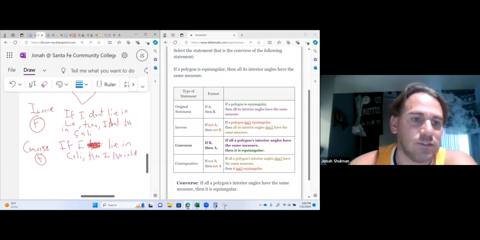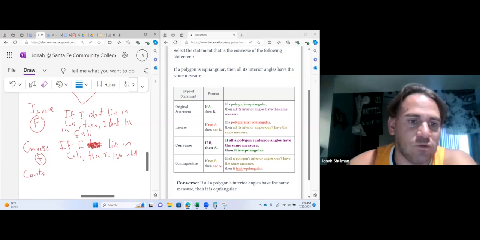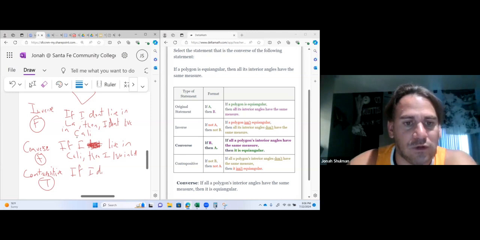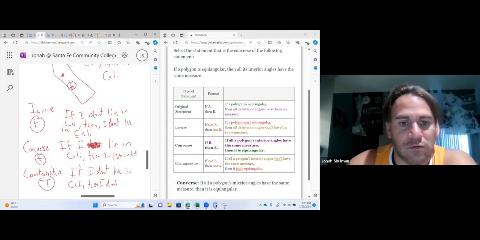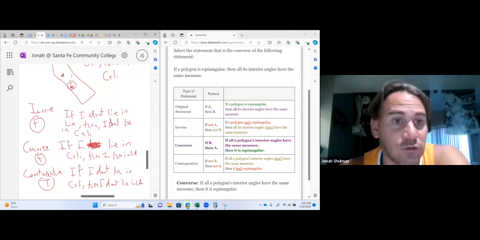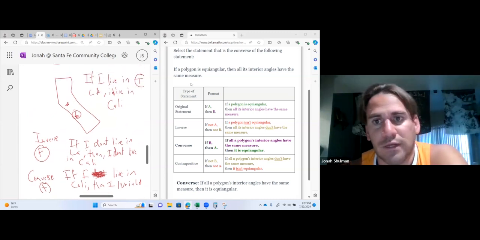The contrapositive is we make them both negative and flip them. So this is going to be true. So if I don't live in Cali, then I don't live in LA. Because if I don't live in California, there's no way I can live in LA.